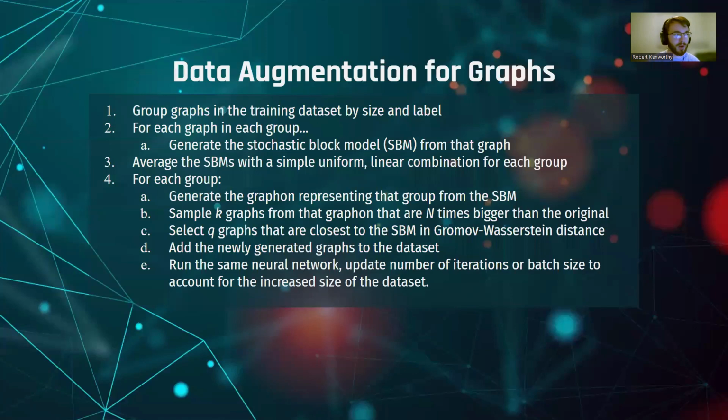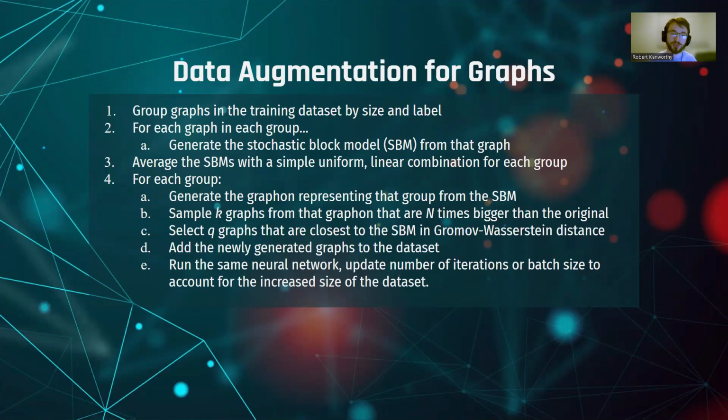So let's talk a little bit about how we actually are going to do this data augmentation scheme. So first, what we want to do is we want to group the graphs together by the number of nodes and whatever label they have. Now, for each of these groups, what we can do is generate the graphon for all the graphs within that group and then average them together. And this gives us a graphon that represents that group.